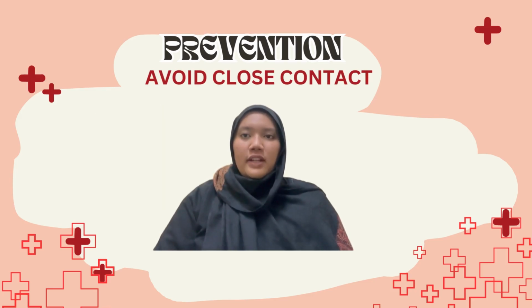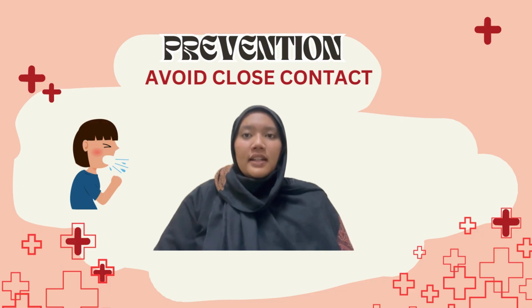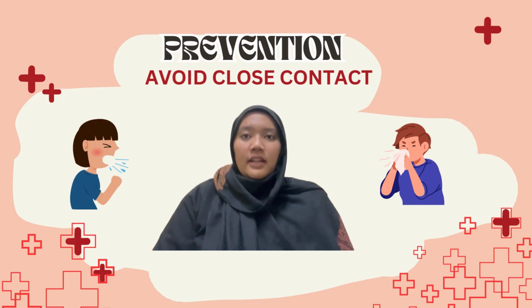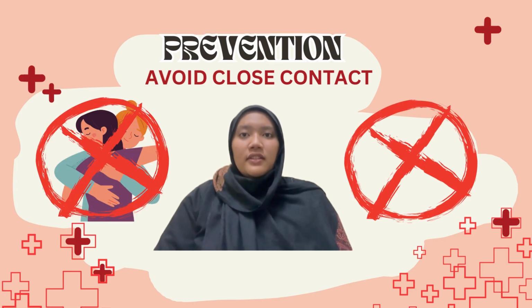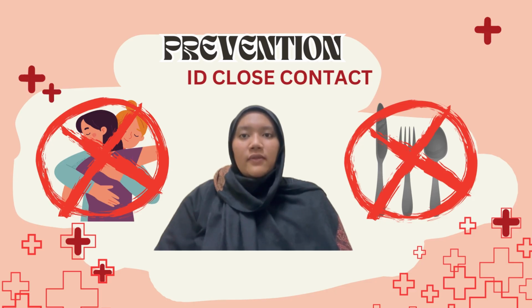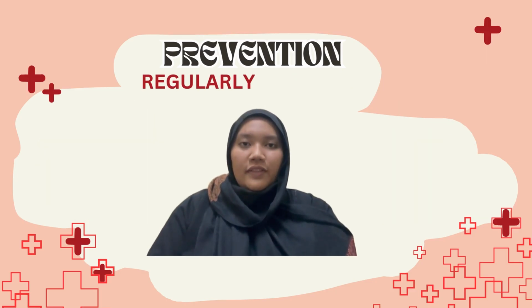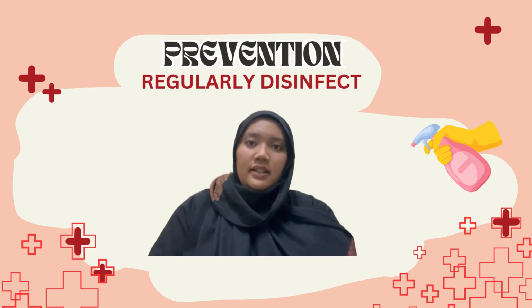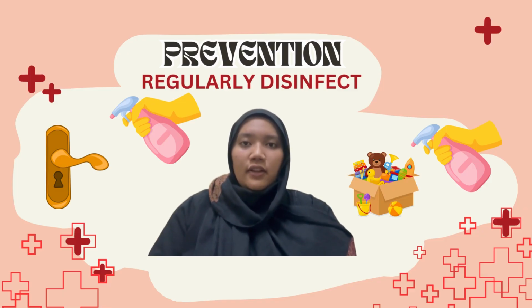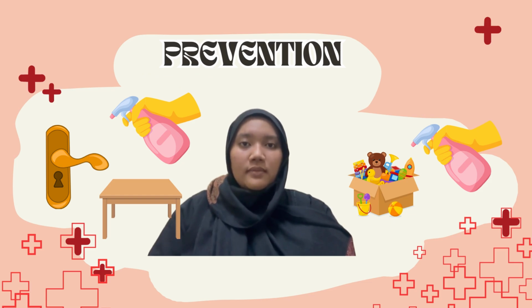HFMD spreads through direct contact with saliva, nasal discharge or blisters. If someone is infected, avoid close contact such as hugging or sharing utensils to prevent the virus from spreading. The virus can survive on surfaces and objects. We have to regularly disinfect commonly touched areas like toys, door handles and also tables to keep the germs away.